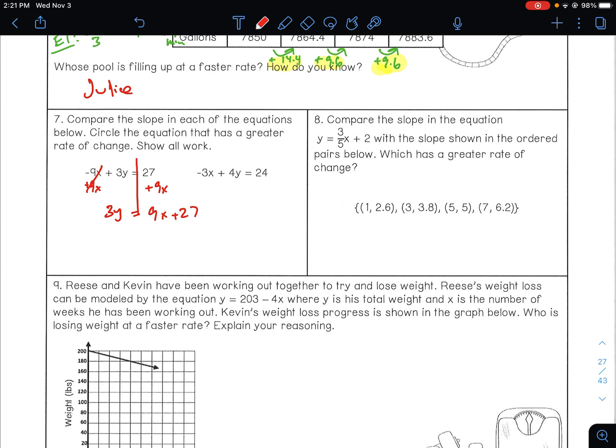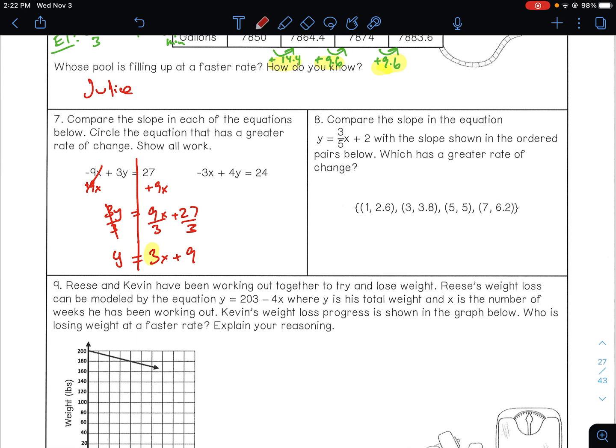Next, I need to divide both sides by 3. So divide this by 3, and I basically have to divide everything on the other side by 3 as well. I'm left with y, because 3 divided by 3 is 1, and 1 times y is y. 9 divided by 3, can we simplify that? We can. That just equals 3x, and 27 divided by 3 actually equals 9. So my slope is that 3 right there.